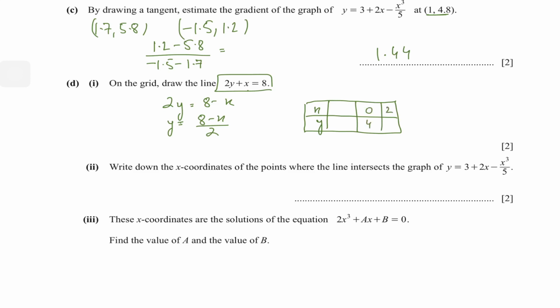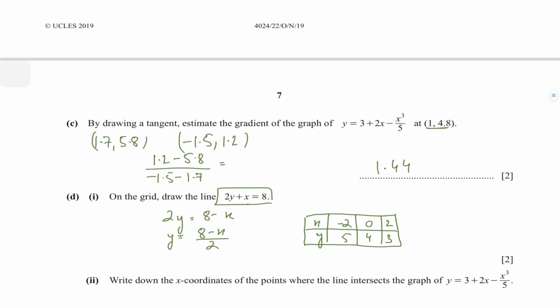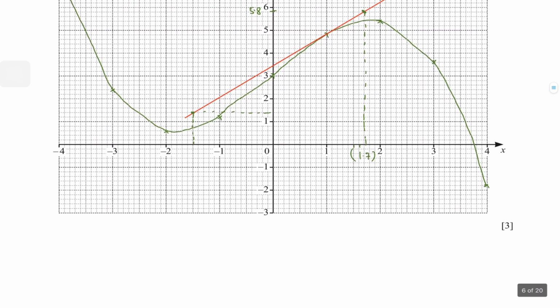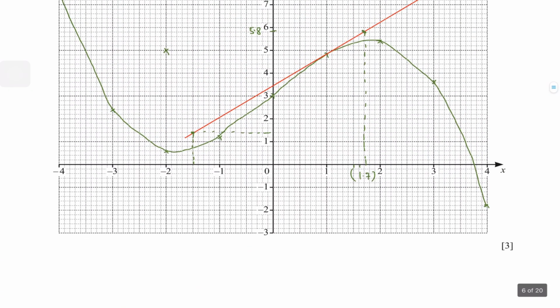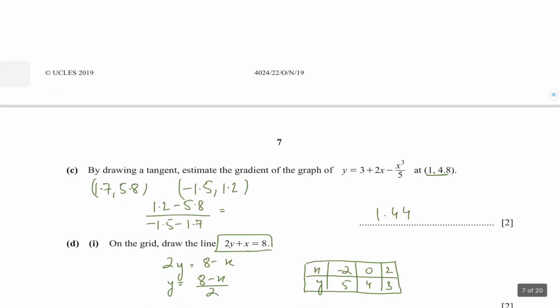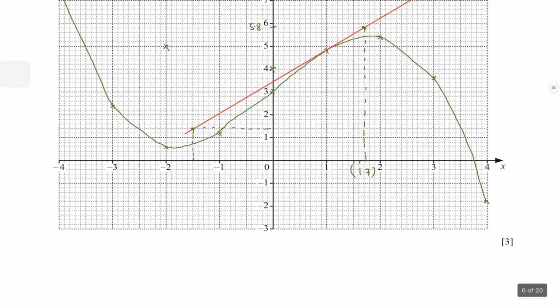And then I'm going to plug in 2. 8 minus 2 is, oh sorry, 6. 6 upon 2 is 3. And then let's plug in minus 2. So 8 minus minus 2 is 10. 10 upon 2 is 5. So minus 2 comma 5 is one point actually. So minus 2 comma 5 is going to be here. 0, 4 is going to be here. And then we have 2, 3, which is going to be here. So I'm going to join these points with a straight line.